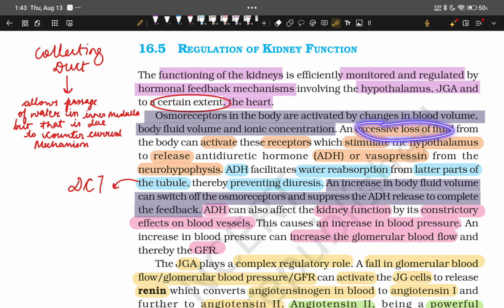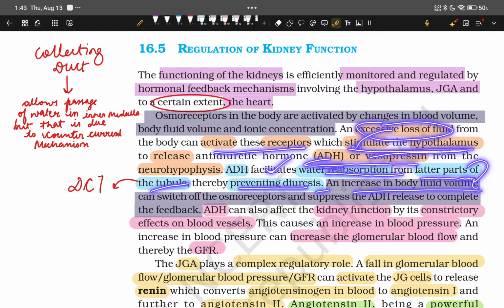First of all, excess loss is there, so the receptor got activated and stimulated the hypothalamus to release ADH, which then did its job, prevented diuresis and facilitated water reabsorption by the DCT. Because of all these things there was an increase in body fluid volume, and that switched off the osmoreceptor and suppressed ADH release to complete the feedback.